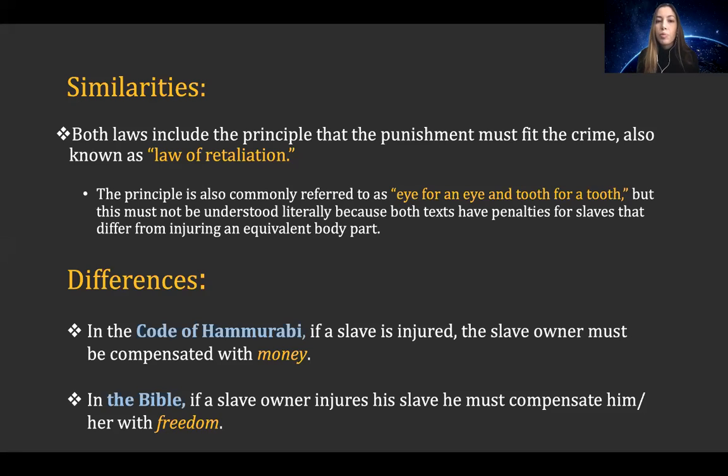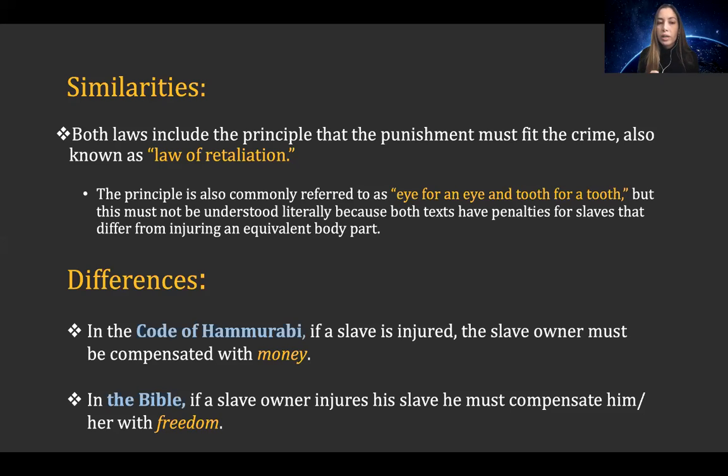So both laws include the principle that the punishment must fit the crime, which is also known as the law of retaliation, okay? The principle is commonly referred to as eye for an eye, tooth for a tooth, but this was not to be understood literally because both texts have penalties for slaves that differ from injuring an equivalent body part, okay? Now the difference is, as you mentioned, Lorena, that in the Hammurabi Code, if a slave is injured, the slave owner must compensate with money, right? While in the Bible, if the slave owner injures his own slave, he must compensate him with freedom, right?